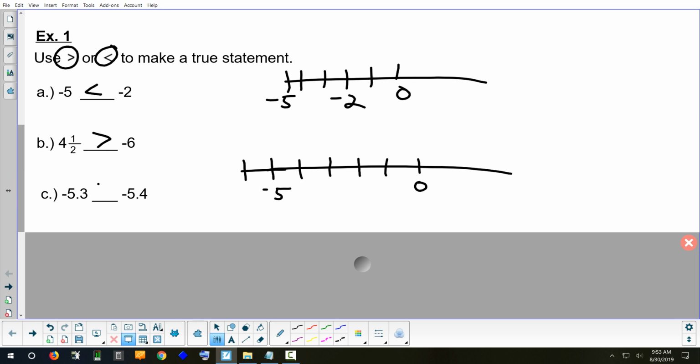Yep, exactly. Greater than. Okay, I'm going to exaggerate it a little bit, but this is what it would look like. -5.3 would be right there. -5.4 would be right there. -5.4 is a little bit closer to -6. We're moving towards -6. So this was -5.4. That one was -5.3. -5.3 is to the right. It is greater. Okay? So it gets a little tricky when they get close.